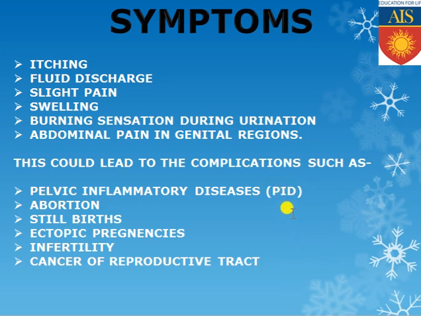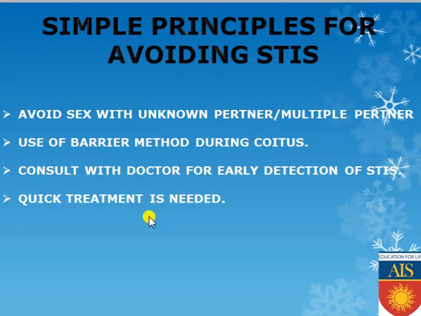So that can happen. These kinds of STDs also cause infertility in females, and they can also cause cancer in the reproductive tract. So abortion, stillbirth, ectopic pregnancy, infertility, cancer in the reproductive tract, as well as pelvic inflammatory diseases, these are the complications that can arise due to sexually transmitted infections or sexually transmitted diseases, or rather reproductive tract infections, RTIs.